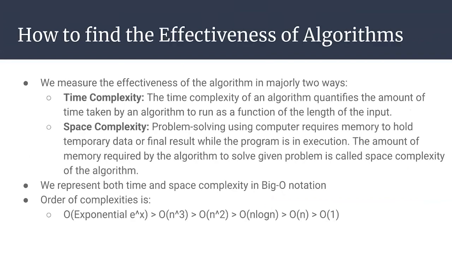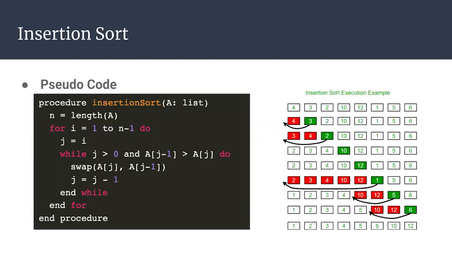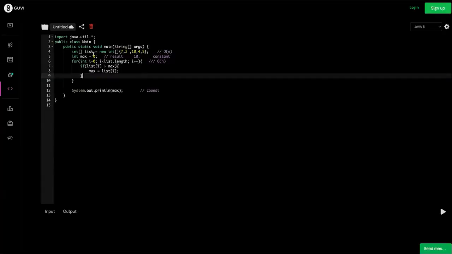How we effectively find the effectiveness of an algorithm is time complexity and space complexity. The order of complexity is very important, which is exponential, polynomial, n log n, and order of one, which is constant, right? We represent the time complexity and space complexity in big O notation. So we took a look at insertion sort, the pseudocode of that. Yeah, this is what the session covered, and let's move to some problems, right? Let's do it together. We'll use this IDE and code it together.